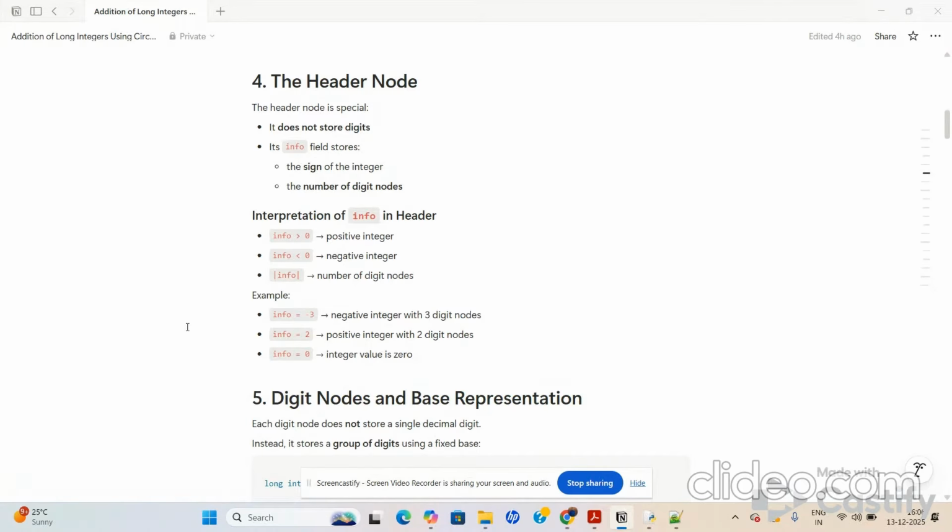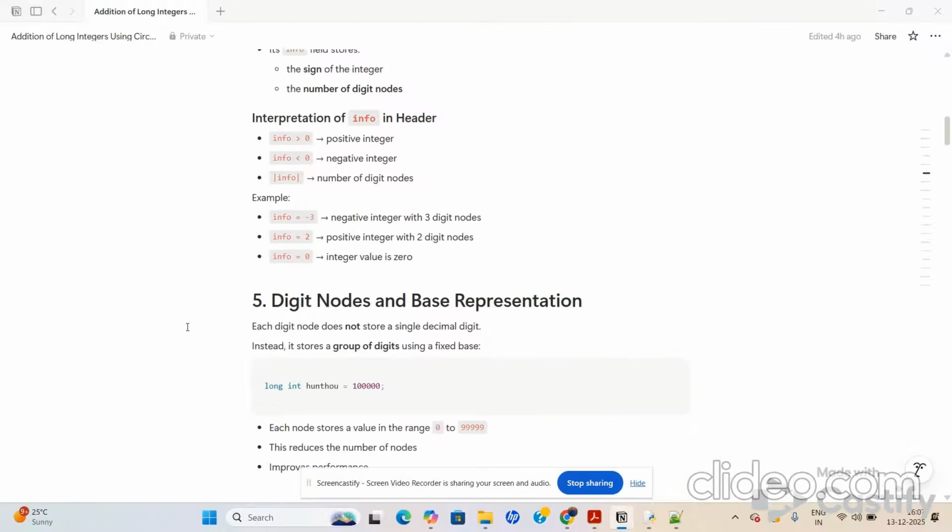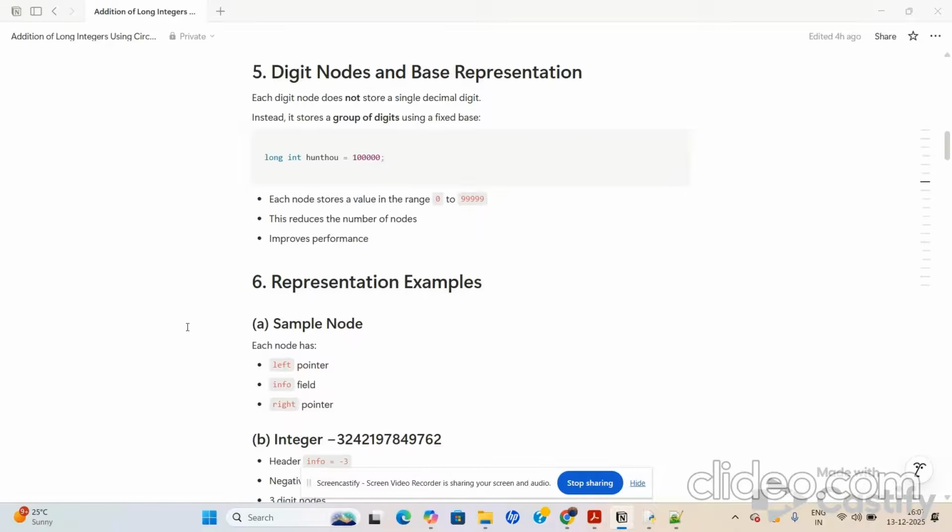And info 0 implies that the integer value is 0. Okay, now let's move further and let's see how we store the digit nodes and the base representation.